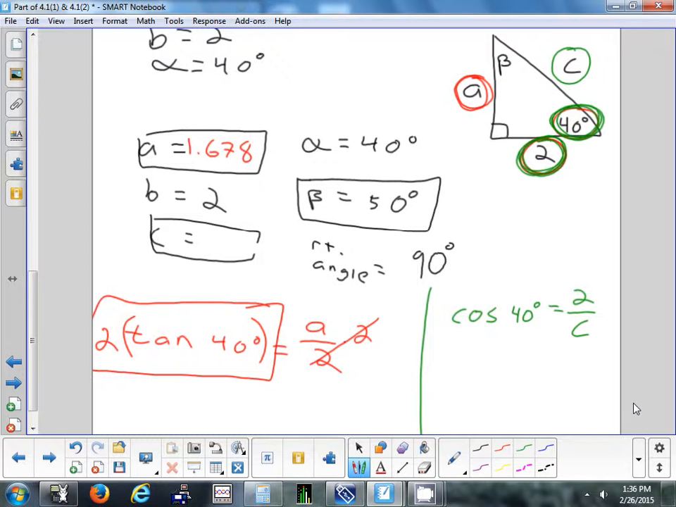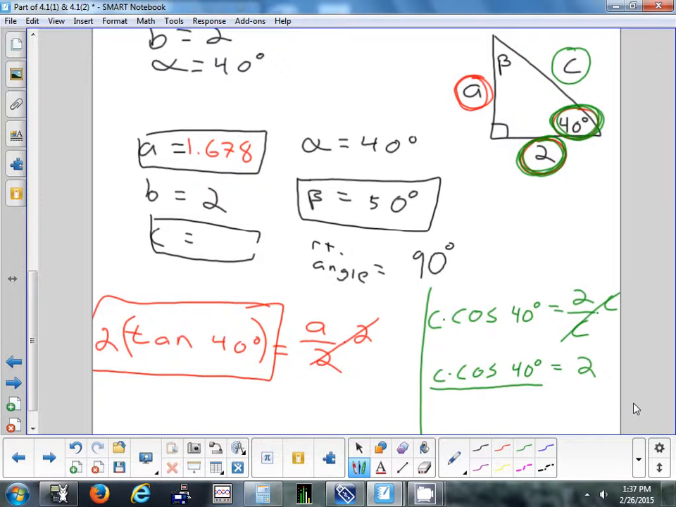Now this previous one was 1 step to solve. This is actually 2 steps. First thing I want to do is get rid of my denominator of C. So what could I multiply both sides by to do that? Just C. That'll cancel. Now I have C cosine 40 equals 2. That's C times the cosine of 40. And what's my last step to get C by itself? Yeah, divide by the cosine of 40.